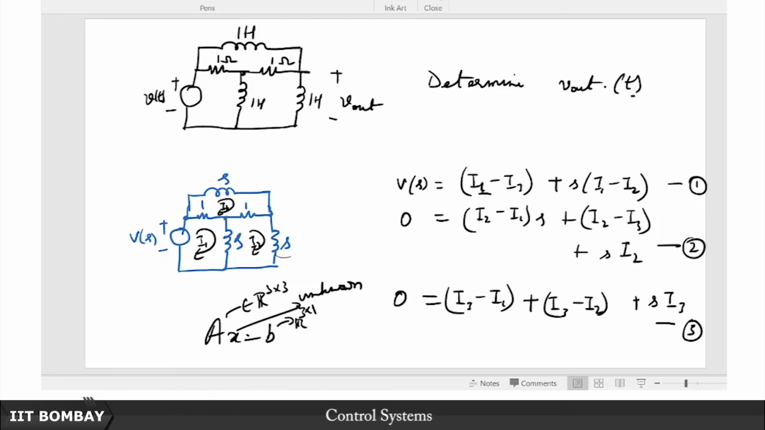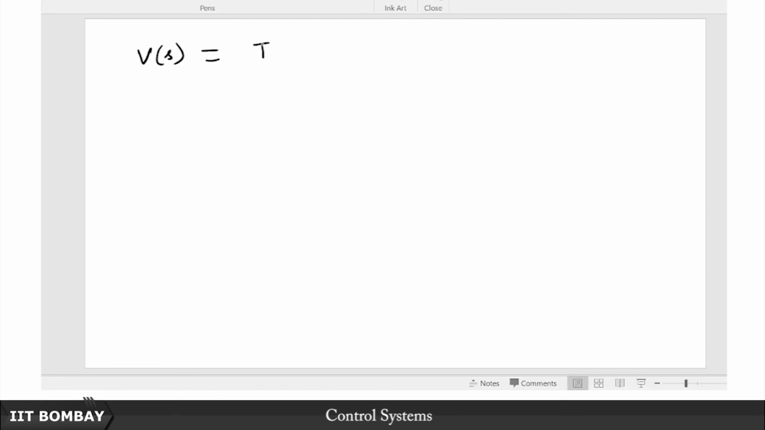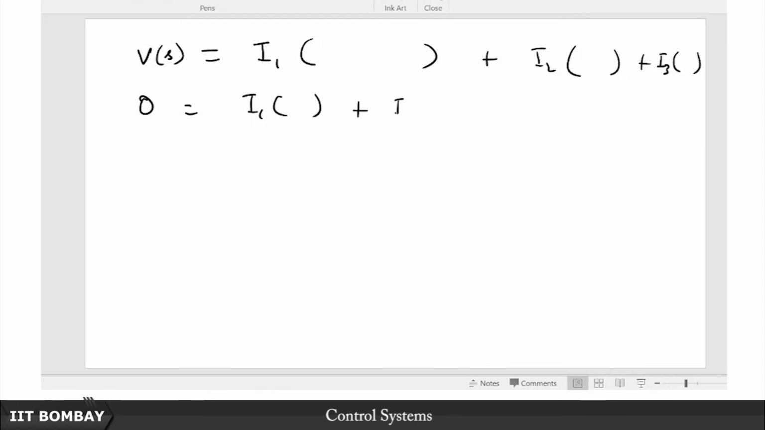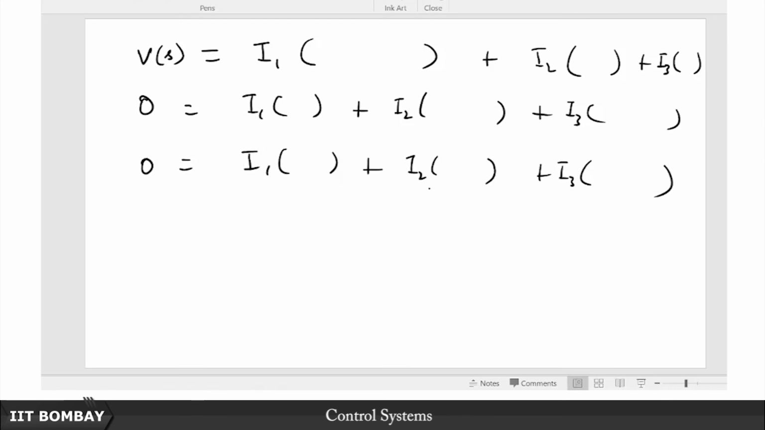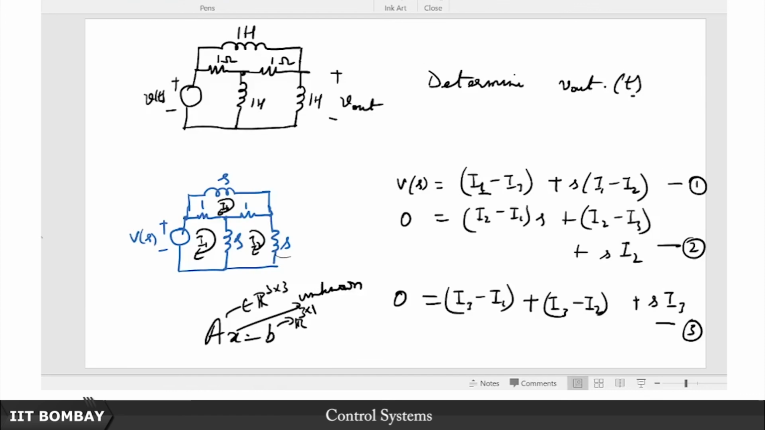What am I going to do now? I am going to write this I1 times something plus I2 times something plus I3 times something. Then 0 is equal to I1 times something plus I2 times something plus I3 times something. And the third equation I am going to write as I1 times something plus I2 times something plus I3 times something. Now you see, by visual inspection I am going to write down what these somethings are that I have just denoted here, even without having to carefully read off. How so? Here is what I am going to do.